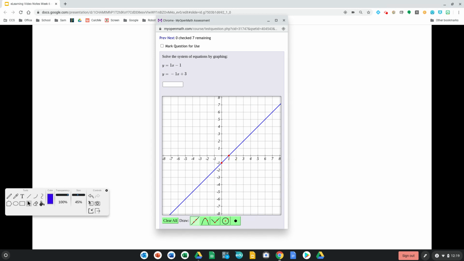Okay, now we want to graph the other line. And so to graph the other line here, where would we start? Okay, we'd want to start at +3, and then what would we do to graph a slope of -1? You would go down 1 and over 1. So there's our two lines now.